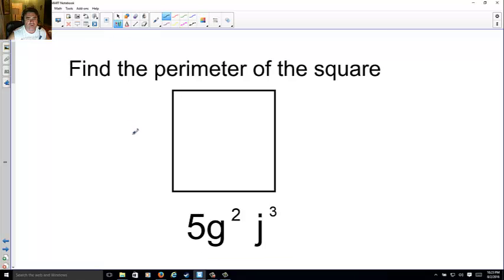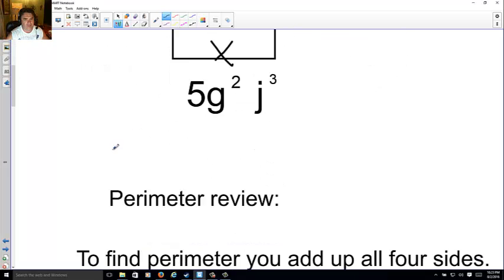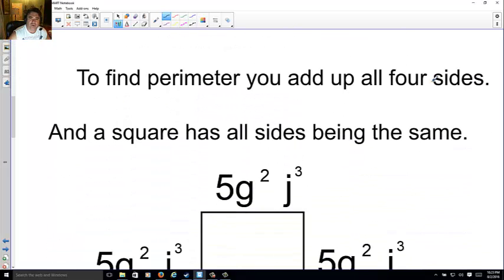Now find the perimeter. Now perimeter is a little different animal. Perimeter just means you have to find all the sides of a box. And since it's square, all the sides are the same. So you have 4 equal sides. It's going to be so easy. So to find the perimeter, you just add up all 4 sides.